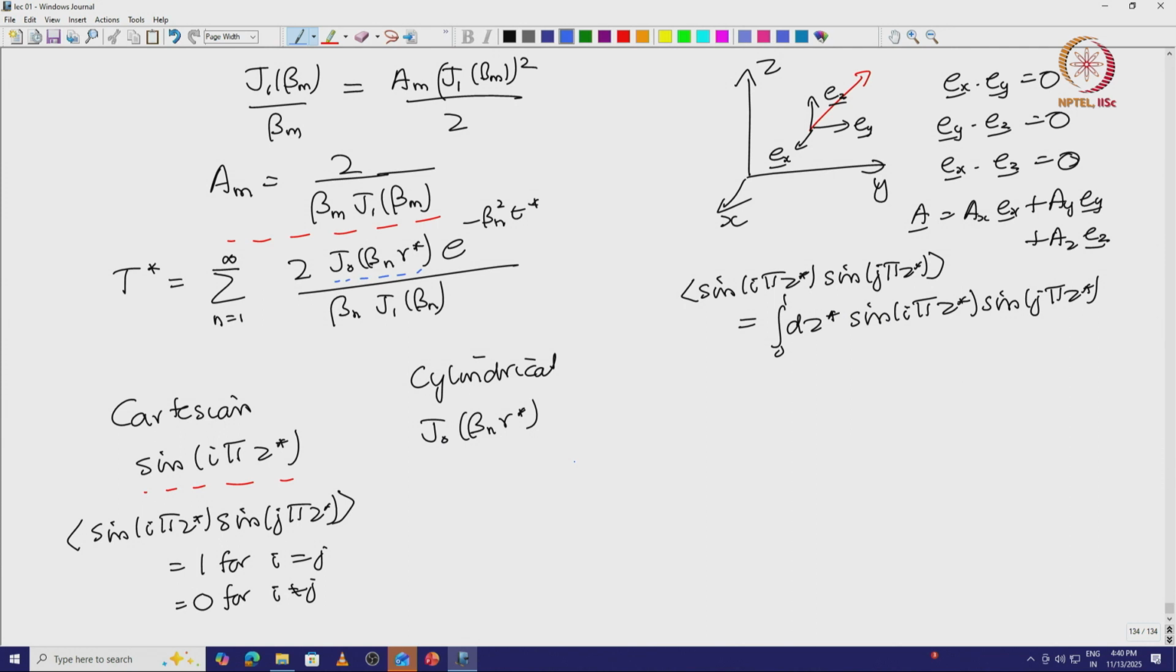Similarly, in a cylindrical coordinate system, this same definition is with r dr.